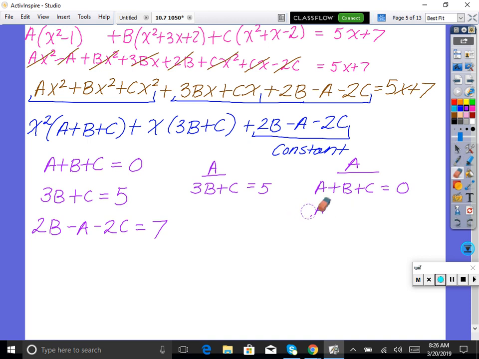So maybe I should reorder this. That's negative A plus 2B minus 2C equals 7. And then I'm adding straight down. My A's are gone. 2B minus C equals 7.